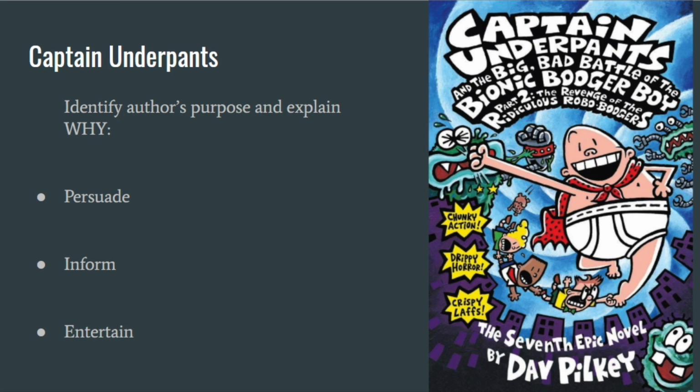Now, this is an epic novel that was the bestseller at the library this past year. And we can see it's Captain Underpants and the Big Bad Battle of the Bionic Booger Boy. Wow, what a title. Now this seems to me like the author wrote this, well, let's think, to tell us that we ought to be like that, to give us information, data, or to just tell us a fun story.